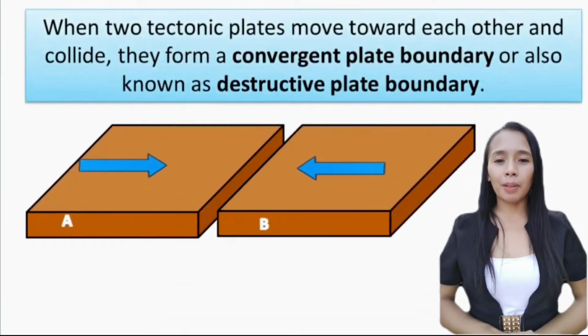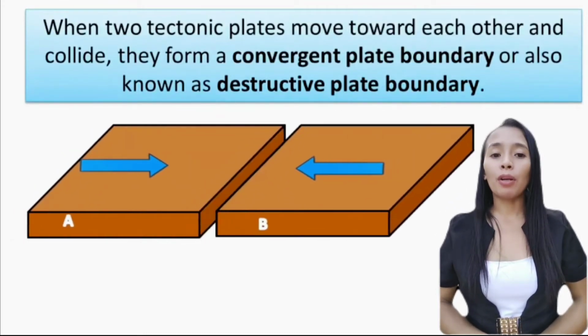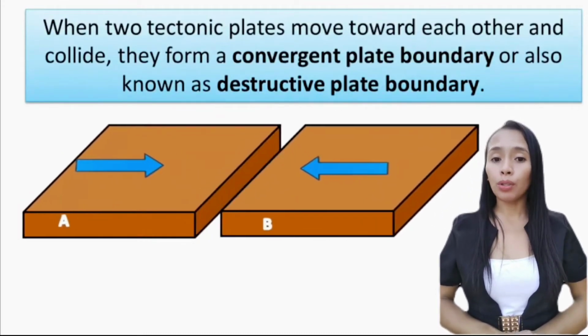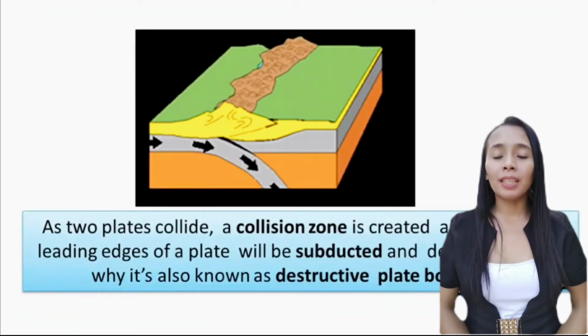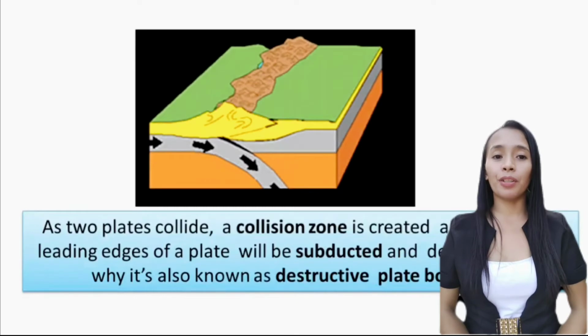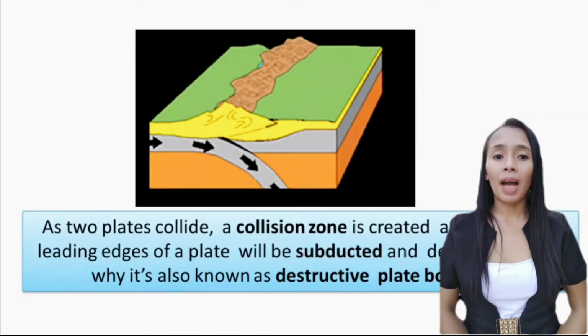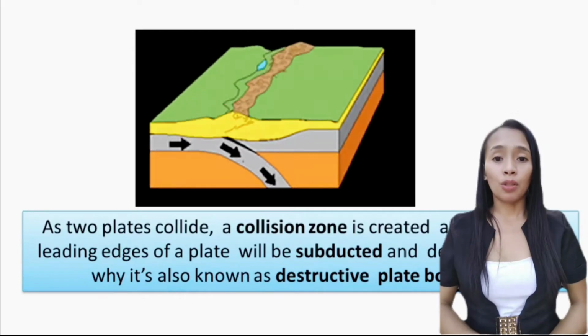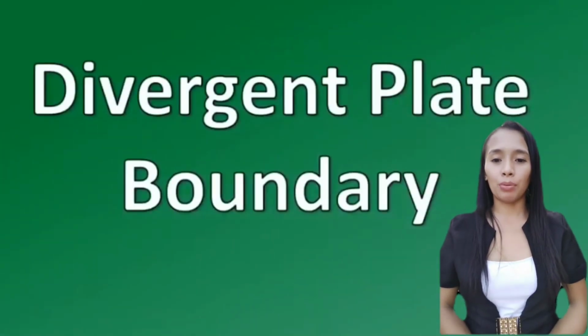When 2 tectonic plates move toward each other and collide, they form a convergent plate boundary, also known as destructive plate boundary. As 2 plates collide, a collision zone is created, and one of the leading edges of a plate will be subducted and destroyed. That is why it is also known as destructive plate boundary.